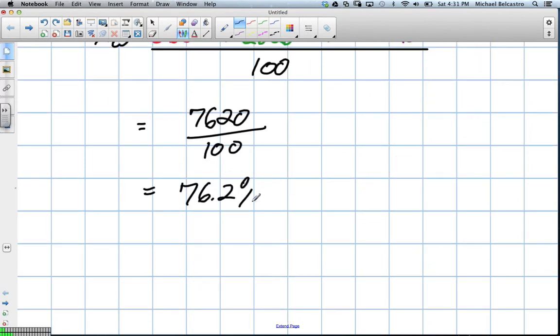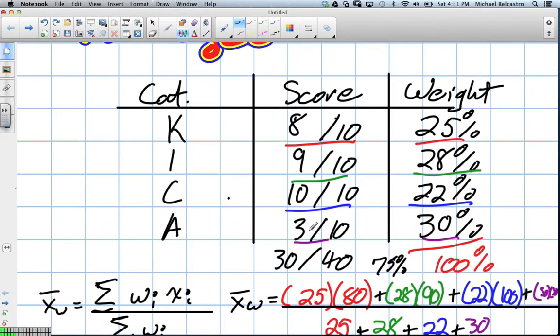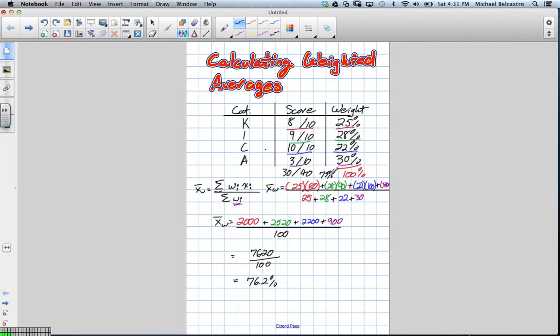76.2. 76.2%. So actually, even though you did really poorly on the application, your percentage was higher than your actual total of 75. You actually got a 76.2 because you did so well in those other categories. Okay, so the weighting, you actually got a better mark than you would have perceived on this test. You got a 76.